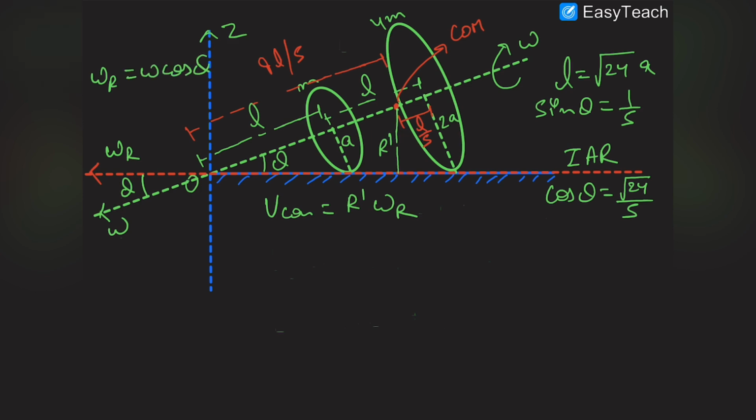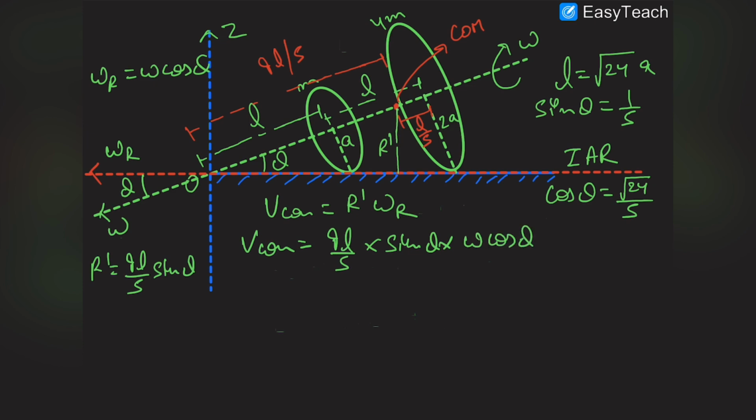So vcom will be equal to, you can see that this is r dash and this is 9L by 5. So r dash is equal to 9L by 5 sine theta. So vcom is 9L by 5 into sine theta, and omega resultant is omega cos theta.